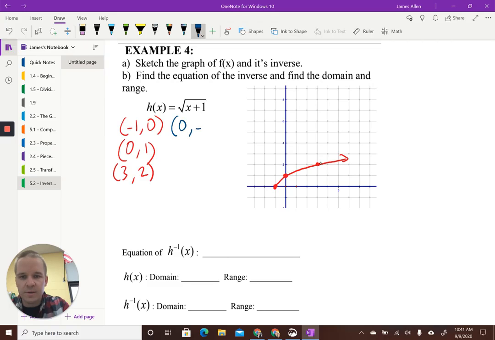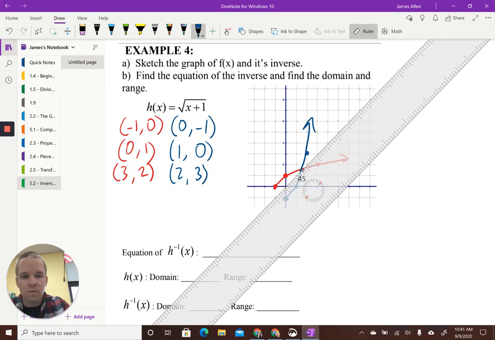Now let's get the inverse, and I'm going to go with, how about blue? So I'll just switch my ordered pairs. You could write the equation right now and then graph it from the equation. Since I have some ordered pairs, I find it very easy to just do this. So 0, -1, 1, 0, and then 2, 3.